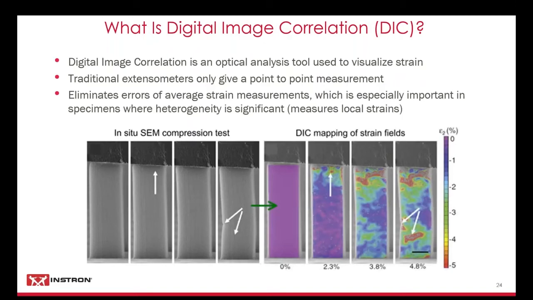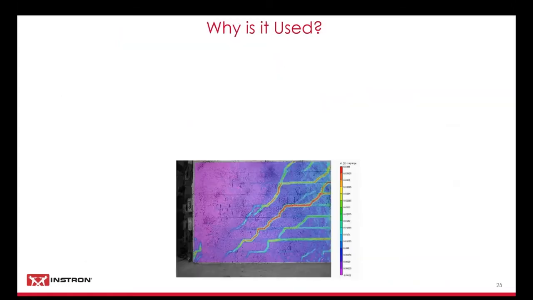From these images, you can see these are 4 images of the same compression test. We've got an arrow here showing a strain concentration at the top. Then as we get to the last image, we could see it start to buckle, and we can see some more strain concentrations, which you can't necessarily see with the naked eye, and you certainly couldn't put a clip-on extensometer there. Or you'd have to know where it was going to happen before the test as well.